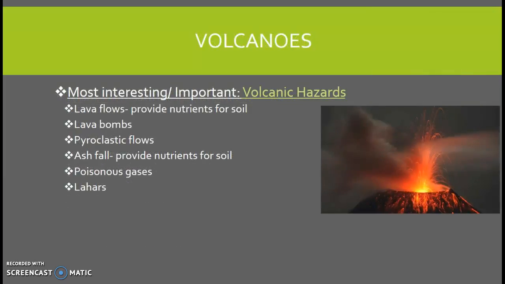Volcanoes. I thought that the volcanic hazards of volcanoes were probably the most important. Lava flows provide nutrients for the soil, which I didn't know, so I found that interesting. They have lava bombs, pyroclastic flows, ashfall, which also provides nutrients for soil, poisonous gases, and lahars. And I didn't know that there were so many different types of hazards that come with volcanoes.